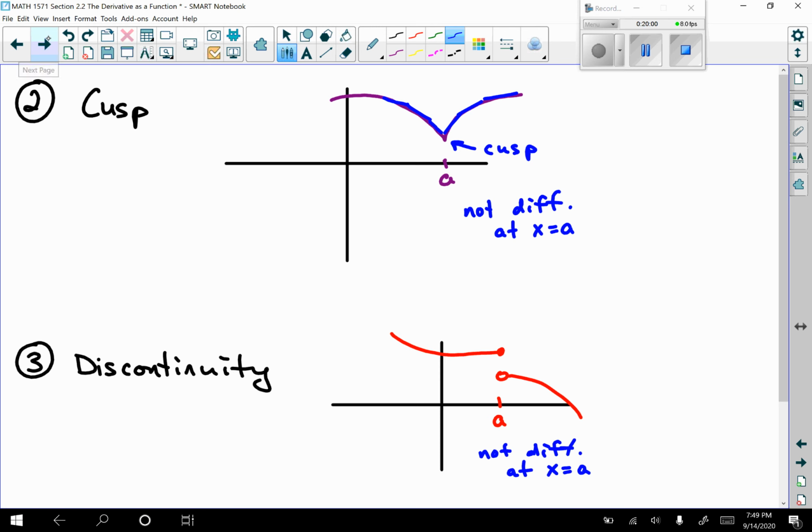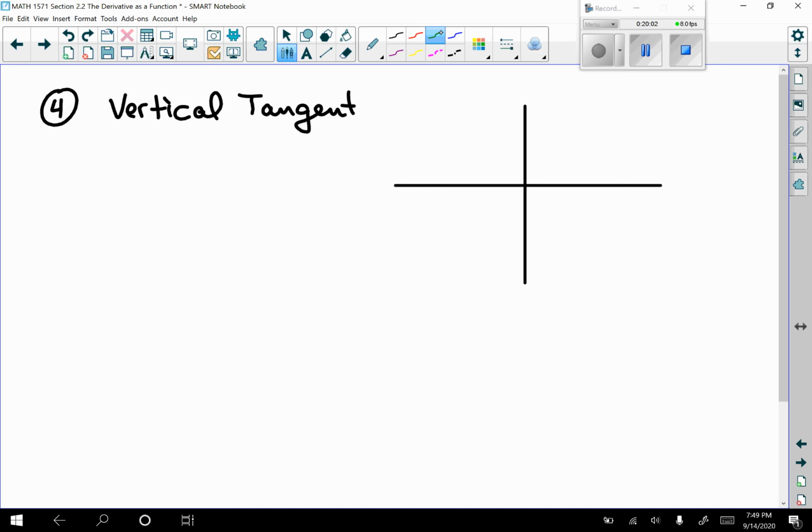And then a fourth type is what we call a vertical tangent. So this is what happens when we have something that looks like this, and then we almost have something too steep, and then it takes off this way. So right here in the middle, if we were to draw a tangent line, we would have a vertical tangent line. So again, we would say not differentiable at x equals a.